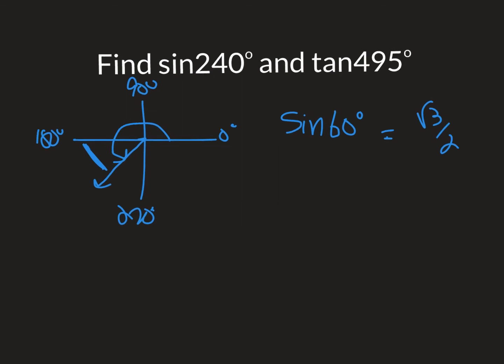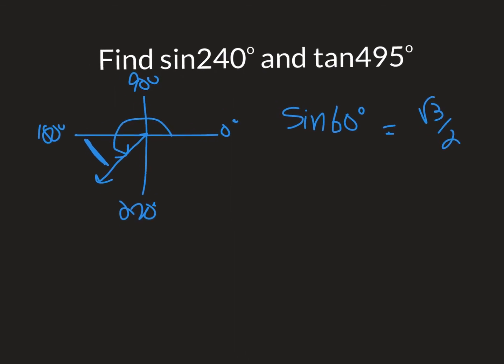And because it's in quadrant 3, x and y are both negative in quadrant 3. Sine represents the y. So my answer is negative square root of 3 over 2. Okay, that's kind of crazy, kind of fast, but that's kind of how we're going to roll.